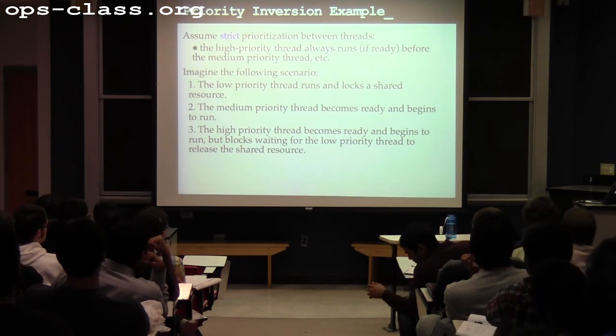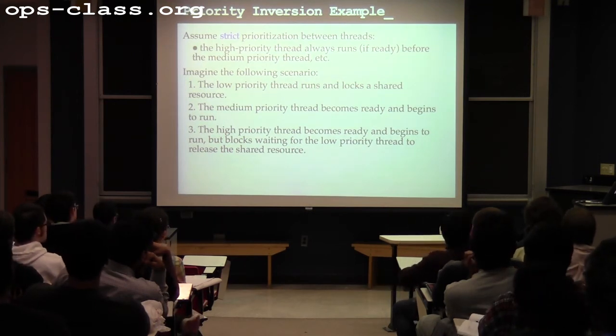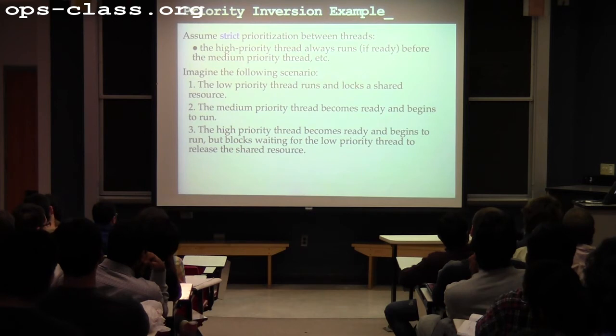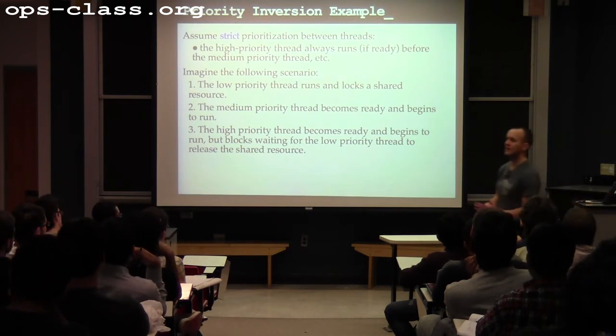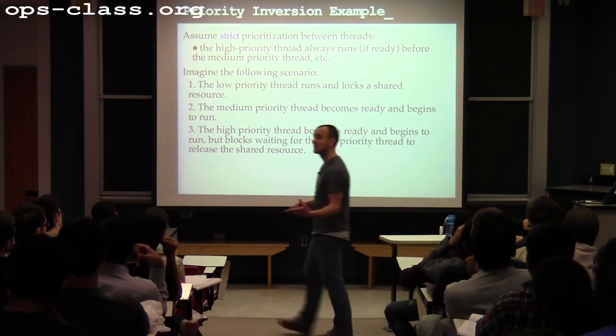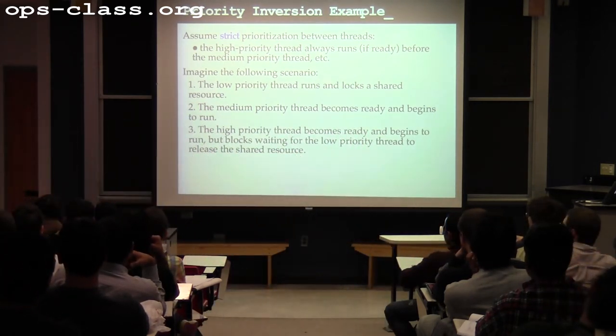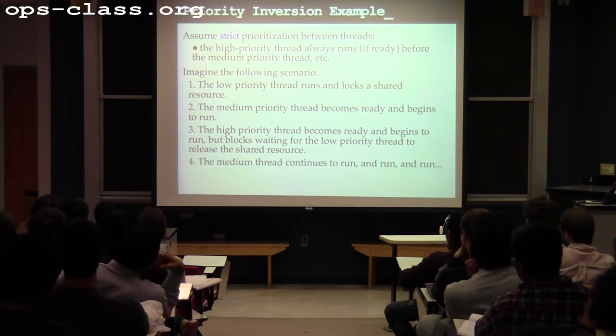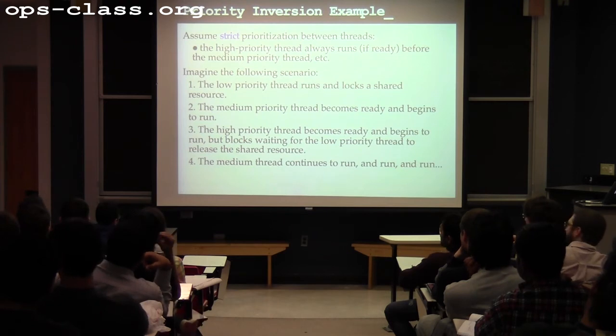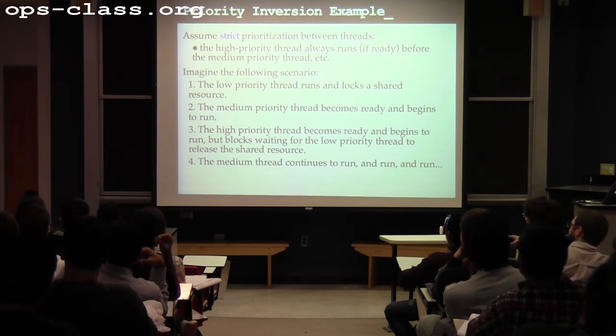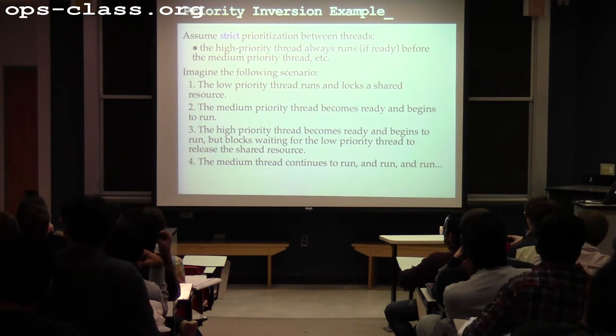Now, the high priority thread is ready to run, and so it preempts the medium priority thread, but it turns out it actually needs the resource that the low priority thread has, right? And so it blocks. But let's say that the medium priority thread is still ready to run. Well, who's going to run next? Yeah, and if the medium priority thread always has work to do, right? I think this is what happened with the Mars rover. It was a long running thread. It was doing a bunch of stuff.